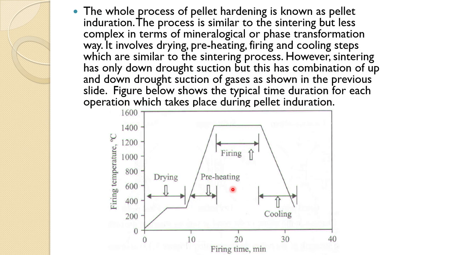Otherwise, you can see from this figure how the different phenomena are occurring and how much time it takes. So, drying takes about 10 minutes, preheating another 5 minutes, and then the firing about 10 minutes, and then the cooling. So, these are the sort of steps similar to the sintering one. The only difference is that you have a combination of down and updraft here.